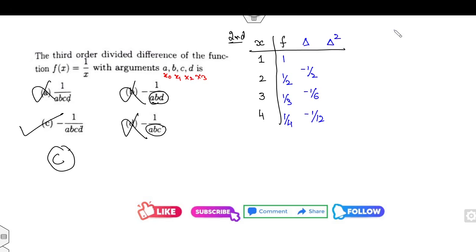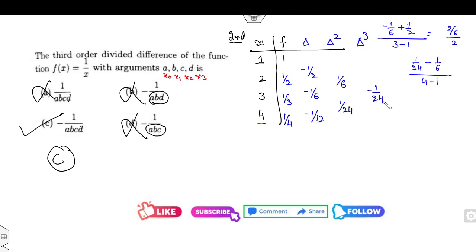Del square: -1 over 6 plus 1 over 2, divided by 2. 3 minus 1, so 6 is the LCM. 2 over 6 divided by 2. So 1 over 6. Similarly, you can find this number. You will get 1 over 12. Similarly, in the last case, you will get 1 over 24 minus 1 over 6. It's del cube because the numbers are not the same, so that number will be -1 over 24. Now you can see this is the third divided difference, -1 over 24.